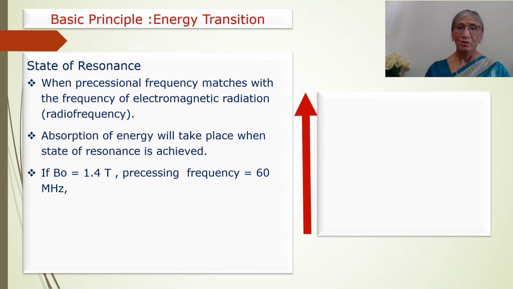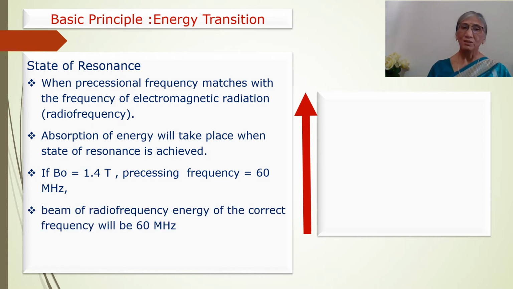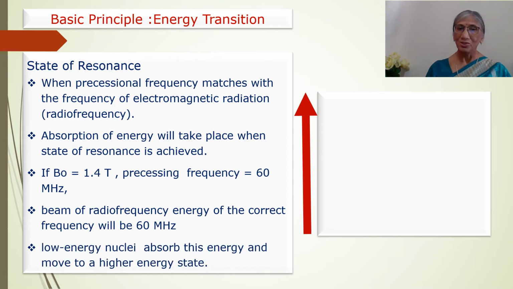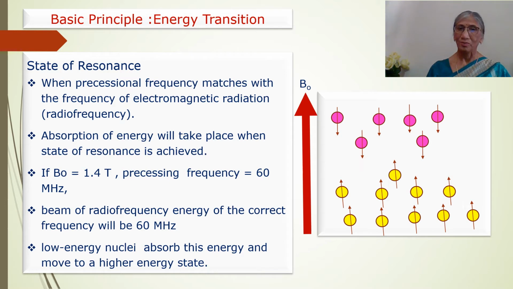state. For example, if we apply 1.4 Tesla of external magnetic field, then the naked proton will have a precessional frequency of 60 megahertz. Now, if we give radio frequency of exactly 60 megahertz, then there will be absorption of energy and nuclei from the low energy state will move to the higher energy state and their orientation will change.